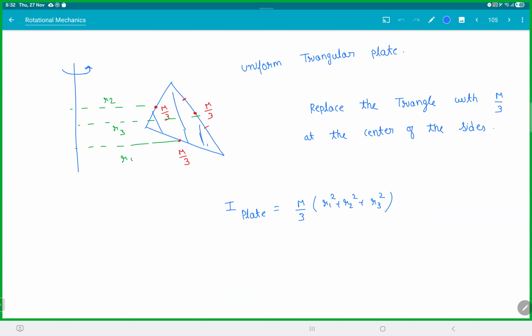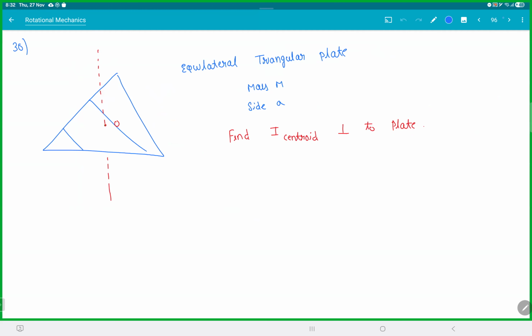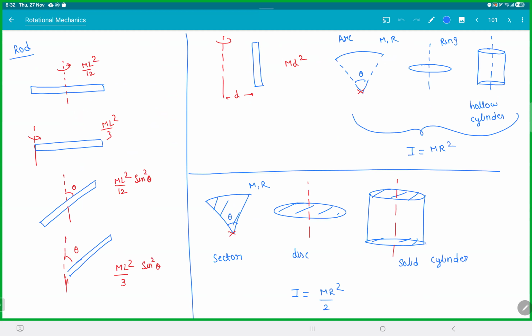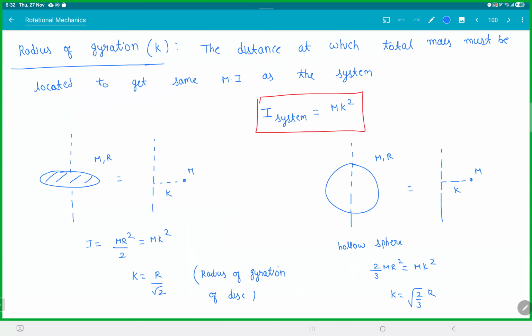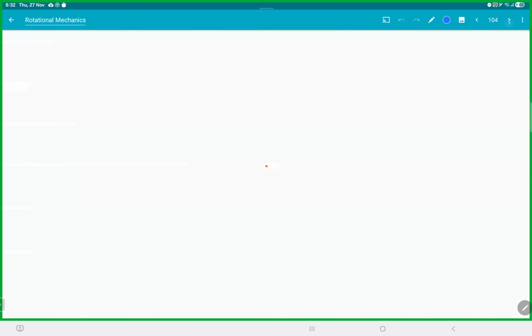The last thing we are doing is moment of inertia. Before going ahead, let's do one more problem. Okay, we did this thing also. Done. So let's go ahead. Next thing: velocity and acceleration profile of a rolling body.